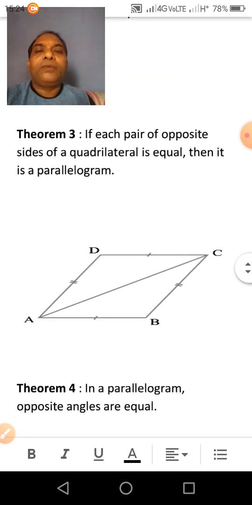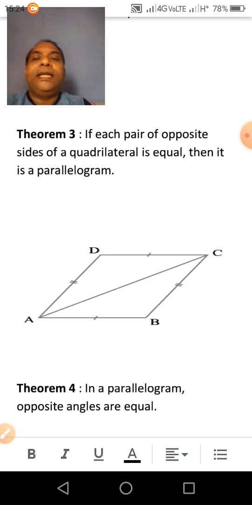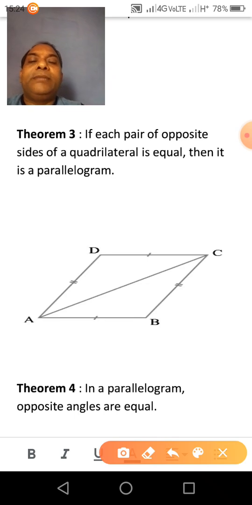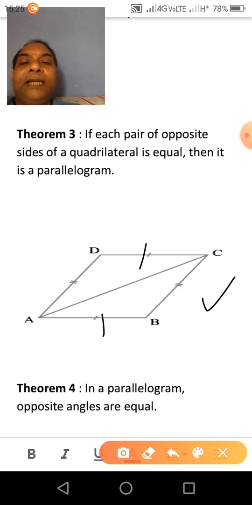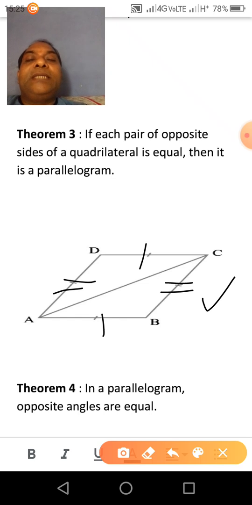Now next, if each pair of opposite sides of a quadrilateral is equal, then it is a parallelogram. So you can prove it easily. Suppose ABCD is a quadrilateral and each pair of opposite sides is equal, then it is a parallelogram. So ABCD is a quadrilateral and AB is equal to DC, and AD is equal to BC. Clear? So you have to prove ABCD is a parallelogram.